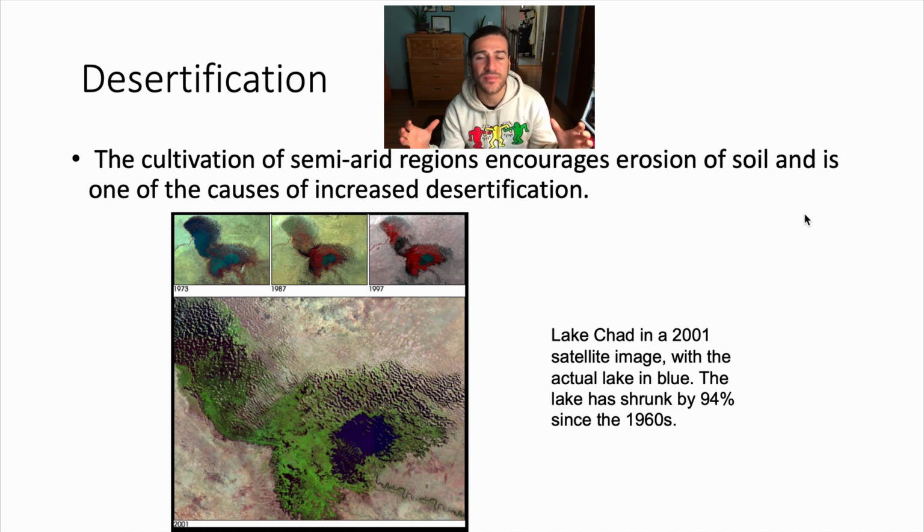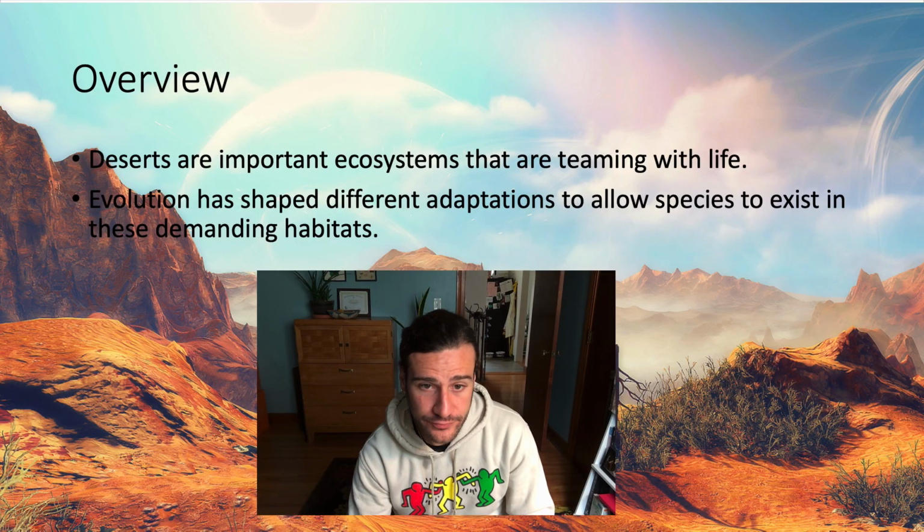So deserts are going to have larger surface areas. Lake Chad has shrunk by 94% since the 1960s. So really interesting socioeconomic and ecological ideas right here. Desertification. So something to definitely think about.